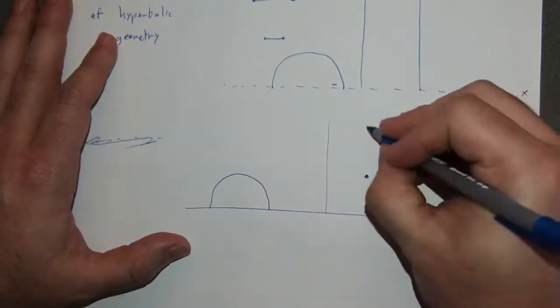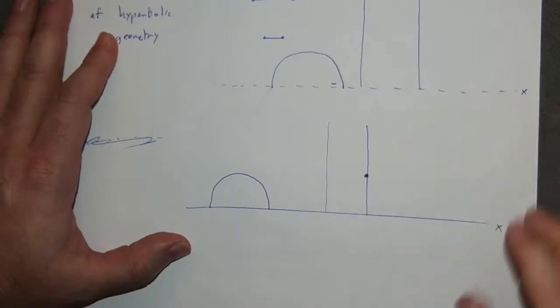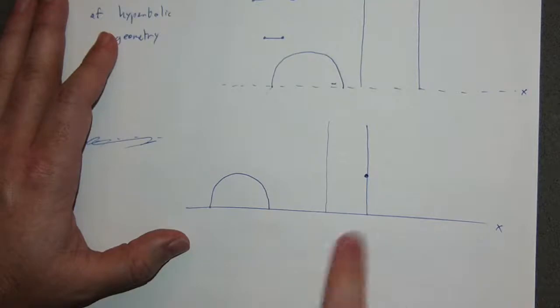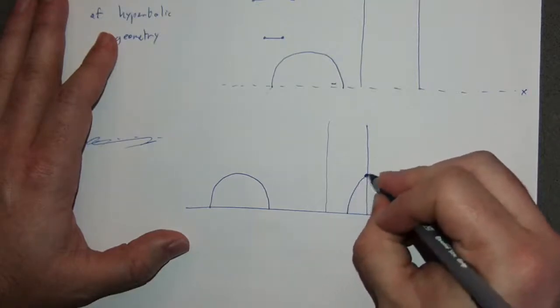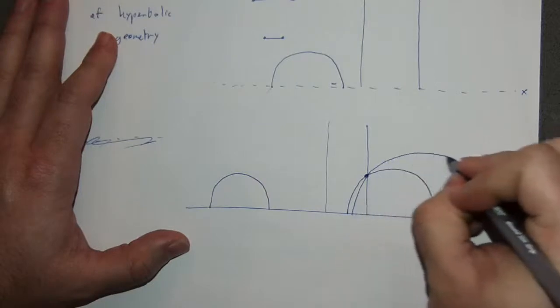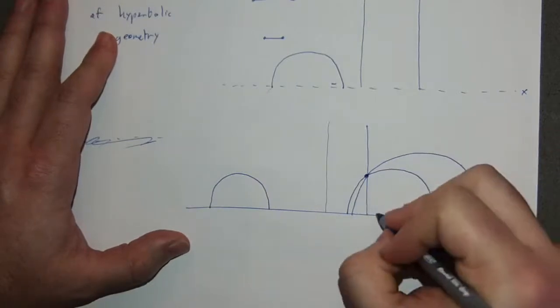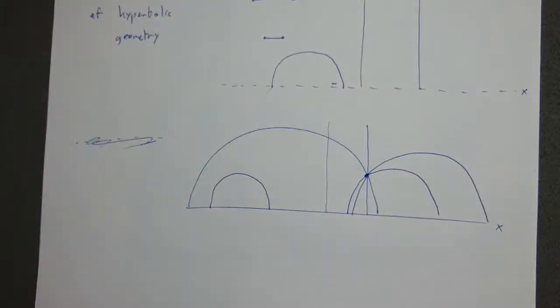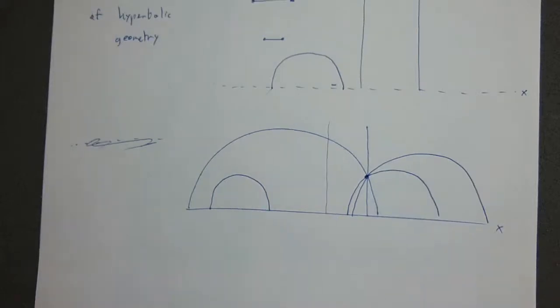Well, here's one. It's parallel to it because they don't intersect. But here's another one. Here's another one. Here's another one. There's infinitely many. So there are infinitely many parallel lines through this point to my original line. So that's how this model works.